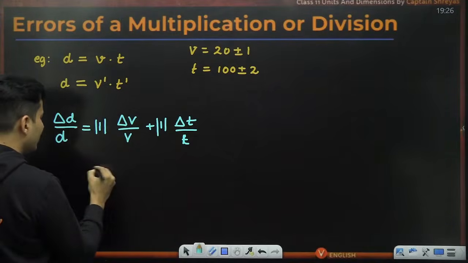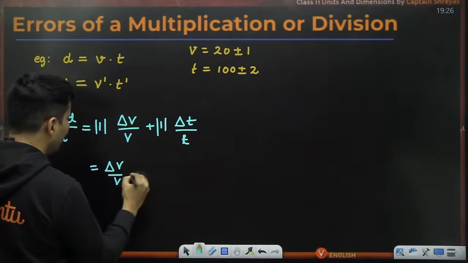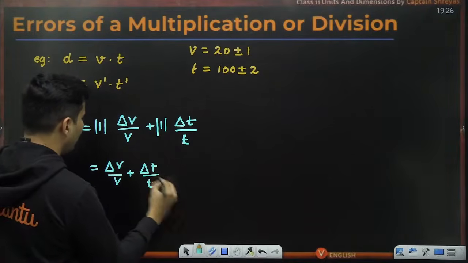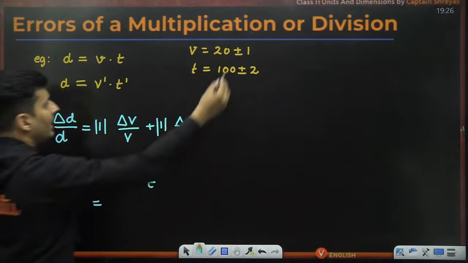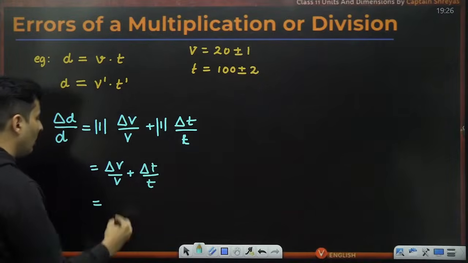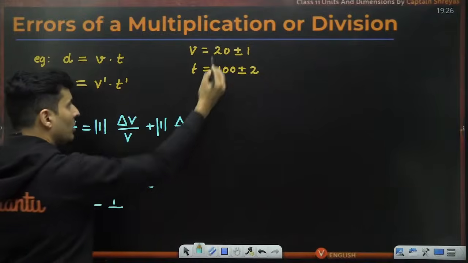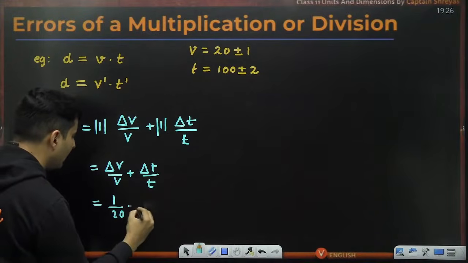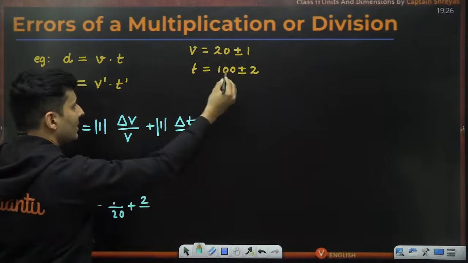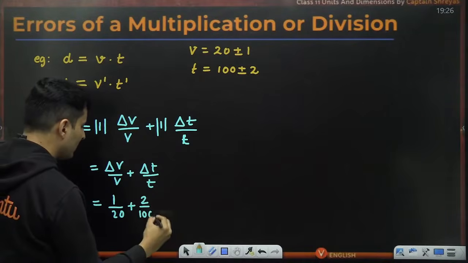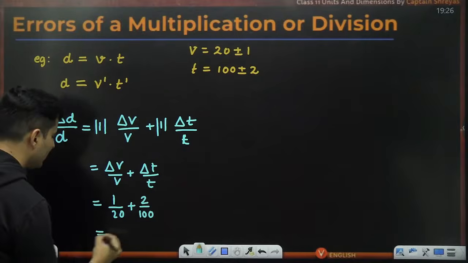Okay, so it is basically nothing but delta V by V plus delta T by T. Now, what is delta V? Delta V means the error in the velocity, which is 1. What is the most likely velocity? It is nothing but 20. What is delta T? It is nothing but 2. What is T? Most probable value, which is basically 100. So, what is this going to be?